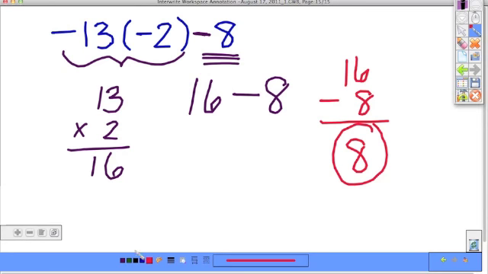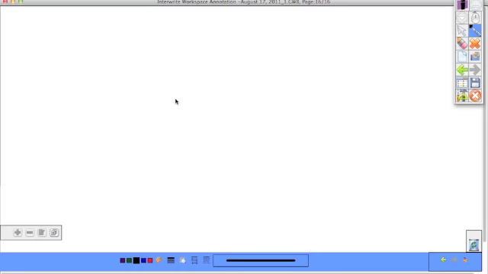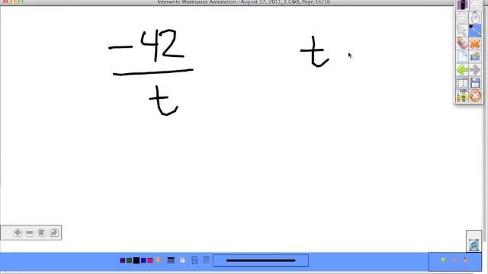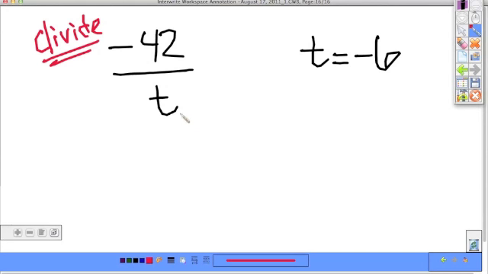Okay, let me try the last one. This one has a fraction in it, so it might be a little bit more challenging, but I think you can all do it. Here we go: negative 42 all over t, where t equals negative 6. We don't freak out. We don't go, oh my goodness, fractions, what do I do? We just swap it out, friends. Remember, a fraction bar is a big fancy way to divide. That's all it means to do, is to divide. Top number goes inside the box.